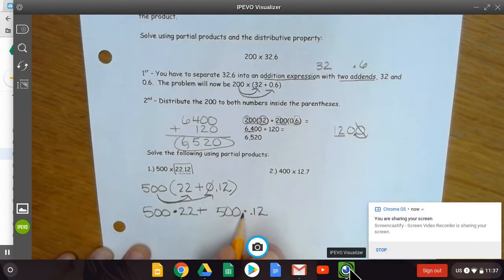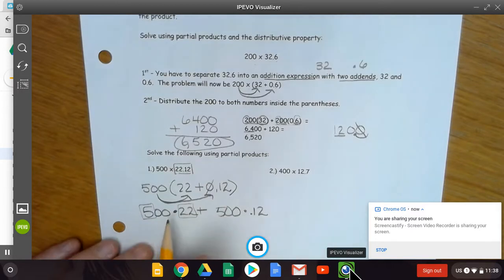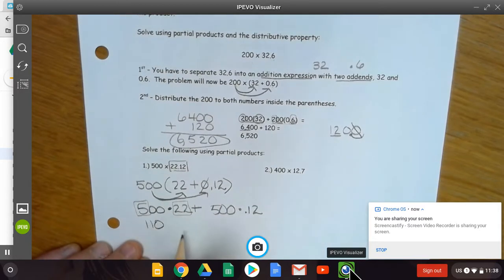Now, don't get confused between your multiplication and your decimal. Again, I'm going to take this 5 and multiply it by the 22 because I can do that mentally. That gives me 110. If you're not good with mental math, then you might need to use a calculator here. And then I'm going to tack on these 2 zeros, which gives me 11,000.